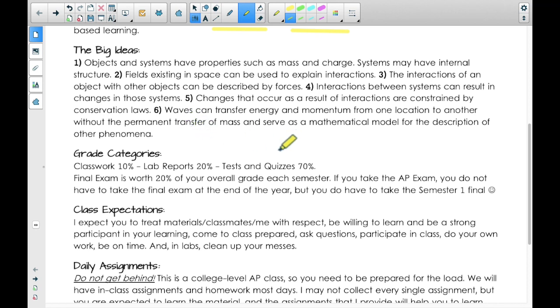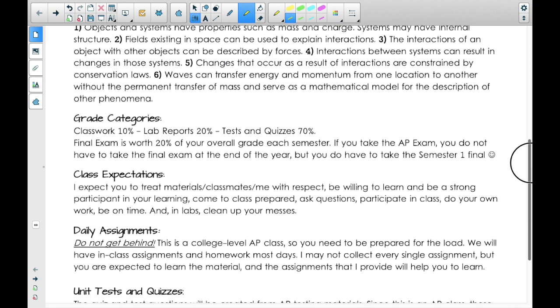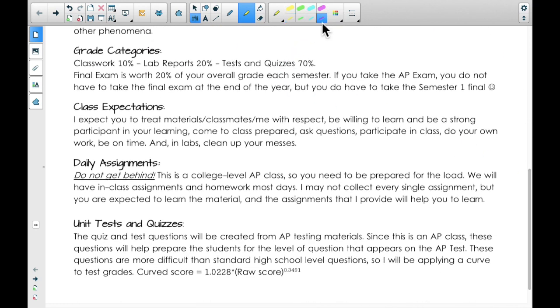Now, what you all are concerned about is grades, so let's take a second to talk about grades. In this class, classwork is 10%, lab reports are 20%, and tests and quizzes are 70%.